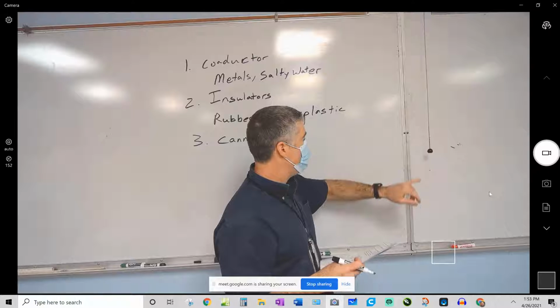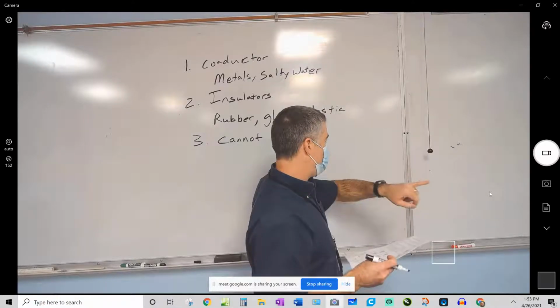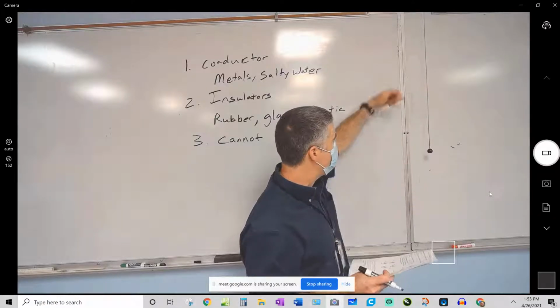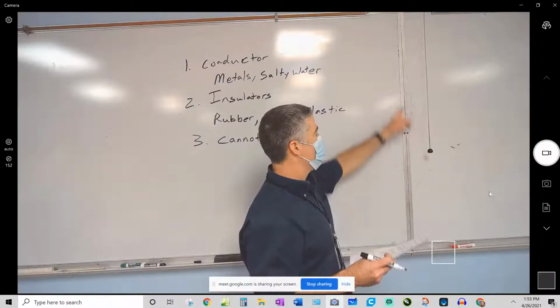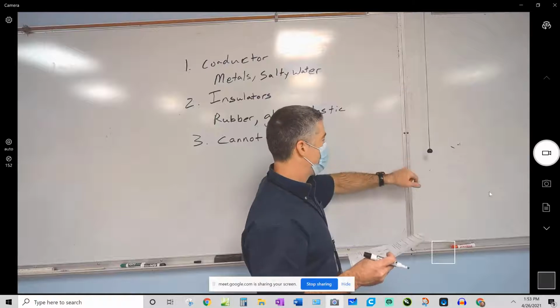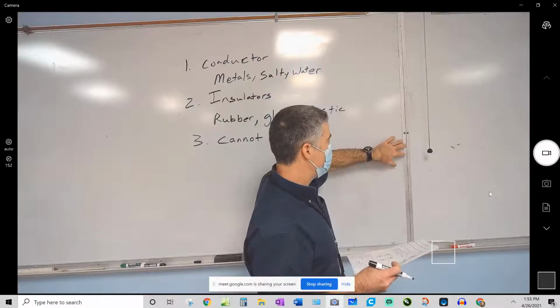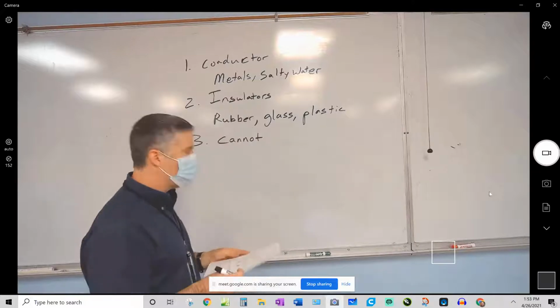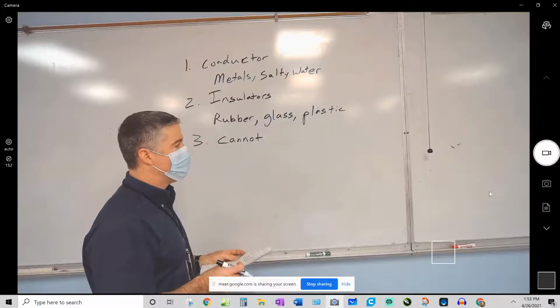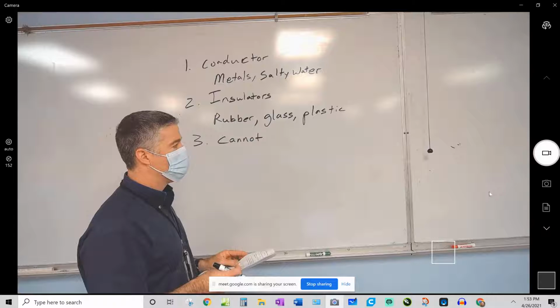If I hook up a big car battery and I connect it here and I connect it there, electrons can flow from here to here or from here to here. They can move through the metal from atom to atom. But the protons, they're stuck there. They can't go anywhere without it changing the whole type of atom that's there.